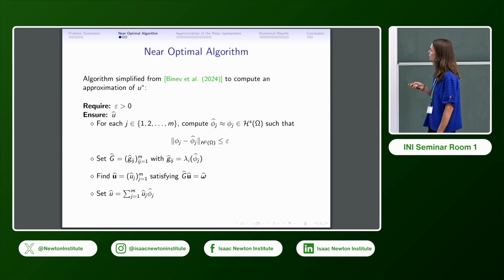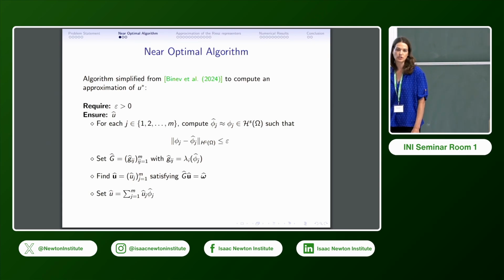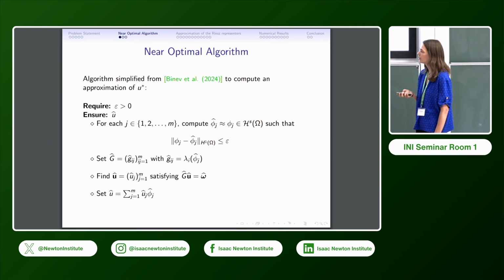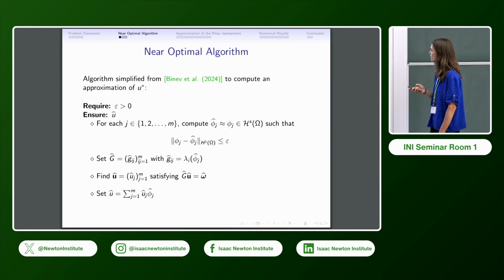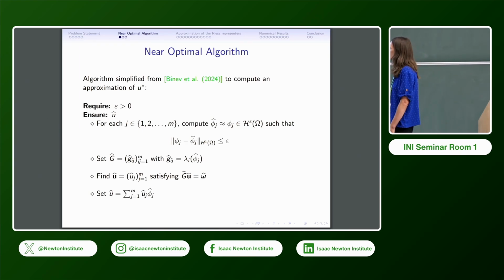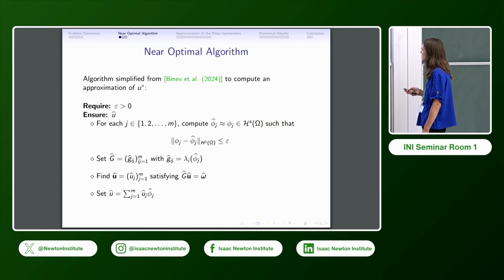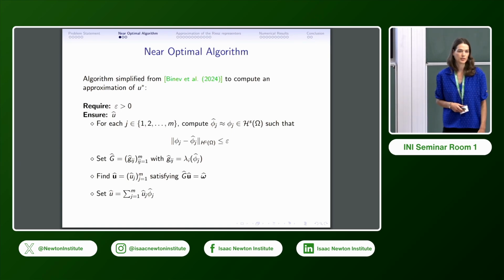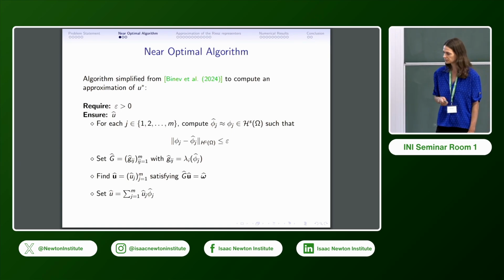And it outputs a u hat, which is an approximation of my u star. So that's an approximation of the Chebyshev center. So basically what we have to do is to compute the Ritz representer for every functional lambda j, which is this phi j hat here. Then we compute the approximate Gram matrix. Then we solve the linear system, and then we just simply assemble this sum, and we get the approximation.